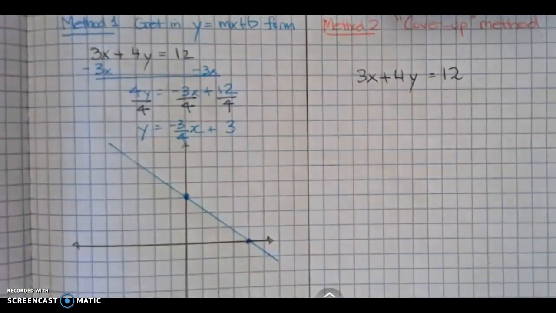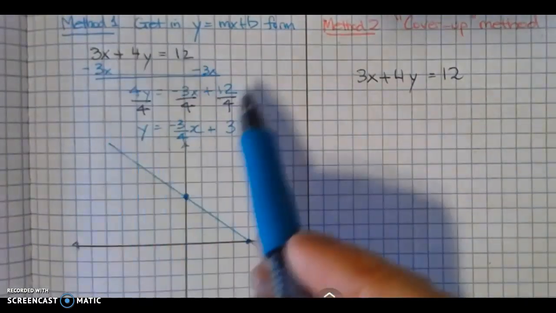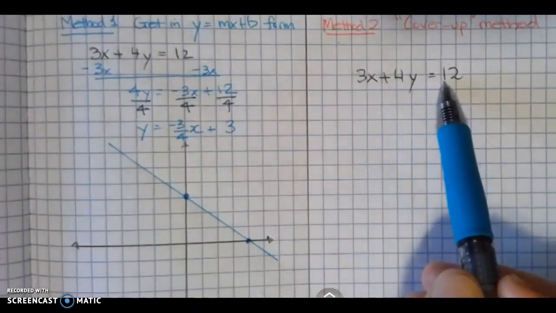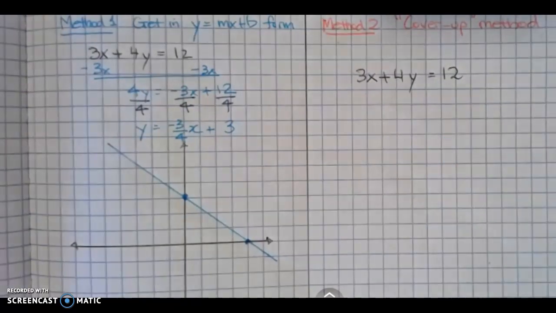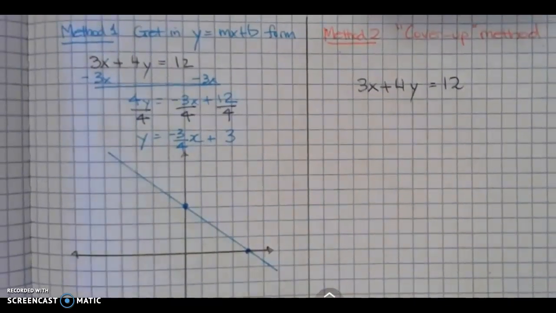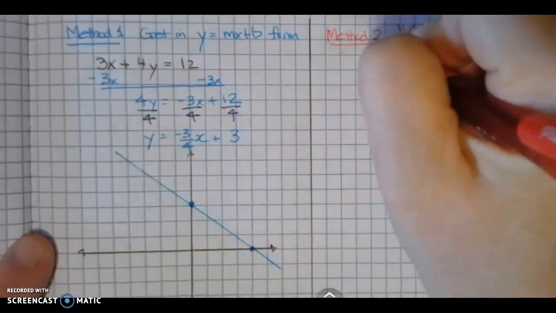But is there a better way? Is there a quicker way than always doing this? Can we graph from 3x plus 4y is equal to 12 straight away? Well, there is an easier way, and I'm going to be showing you that. It is called the cover-up method, and that's basically where you are finding the x and y intercepts.